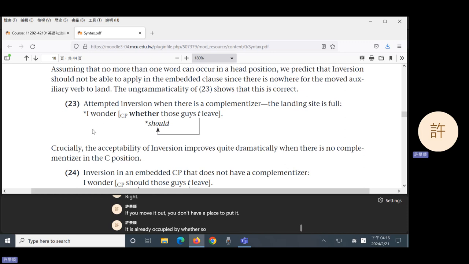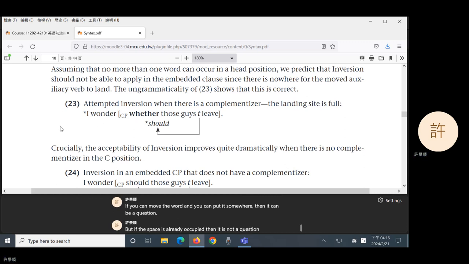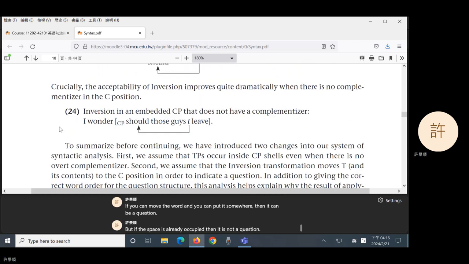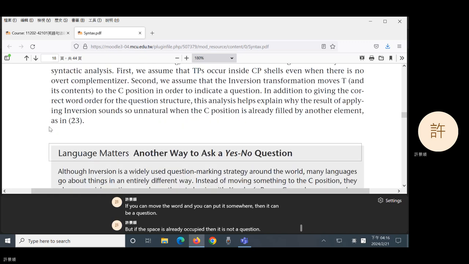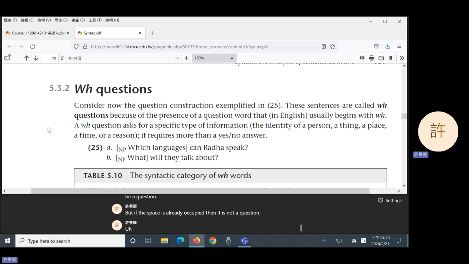So this can help you decide whether a sentence is a question or is not a question. If you can move the word and you can put it somewhere, then it can be a question. But if the space is already occupied, then it is not a question. Okay, those are yes, no questions.